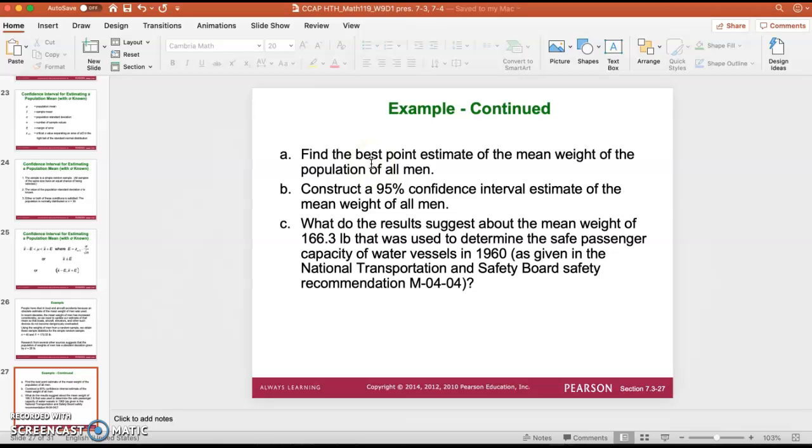Just continuing on with this example, we're going to find the best point estimate for the mean weight of all men and construct that 95% confidence interval. Then from there, we want to see what the results suggest about the mean weight of men, 166.3 pounds. That was used to determine the safe passenger capacity of the water vessels in 1960, as given in the National Transportation and Safety Board Safety Recommendation M-04-04. So essentially, we're going to talk about whether that 166.3 was a good value to use based on the interval we're going to find.